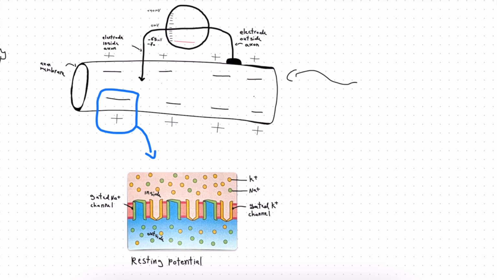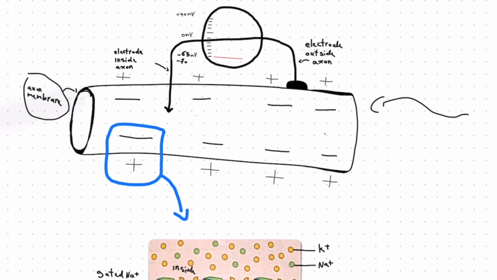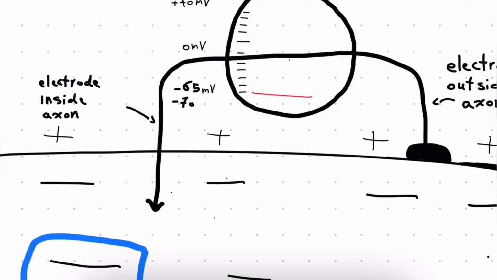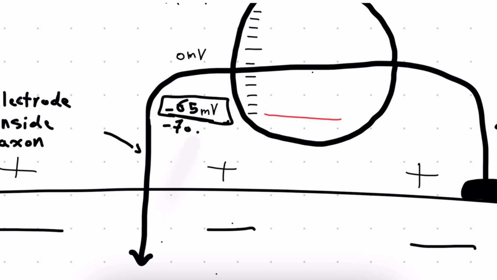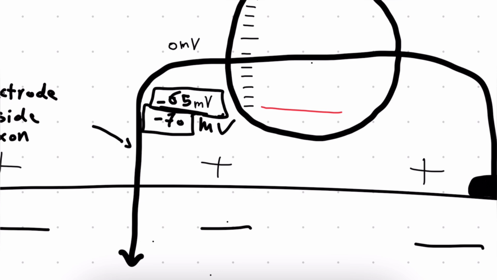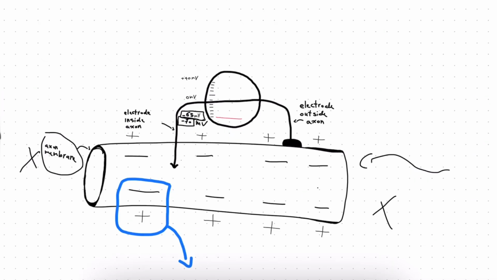Here we have an excised axon. This is the axon membrane. We have used an oscilloscope to measure the potential difference across the membrane. This axon is not receiving or sending an impulse. It is at rest, and the oscilloscope measures a potential difference of negative 65 millivolts. In some books, I have seen that it is negative 65; in others, it says the resting potential is negative 70 millivolts. The important thing to know is that when the axon is at rest, the inside is negative and the outside is positive.